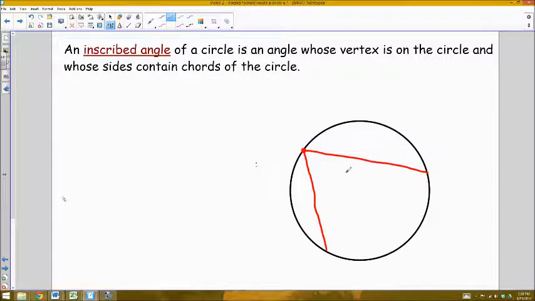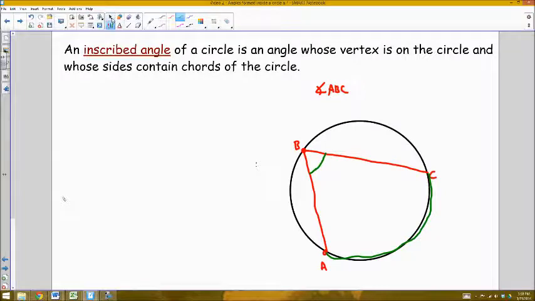Okay, so let me label this. I'll call this angle ABC. Okay, so this is angle ABC with vertex B, an inscribed angle. It has its vertex on the circle. Now, there's actually a relationship between its intercepted arc, which in this case is AC, this arc, and the measure of angle ABC, this angle right here.